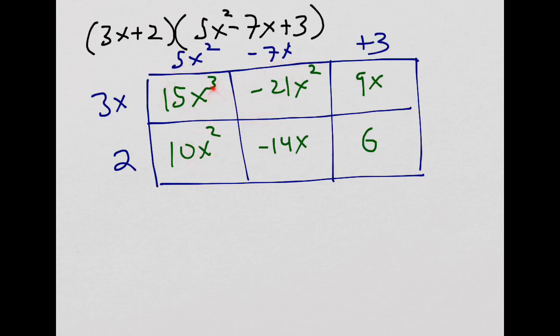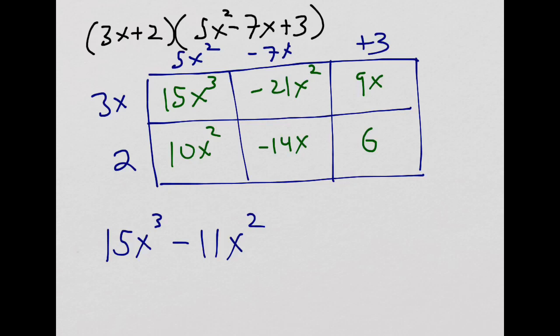This is a 15x cubed here. You notice there's no other x cubed term, so we should end up with just that 15x cubed. Okay, what about the x squared term? Well, there's a 10x squared here. This is positive 10. We have a negative 21x squared there. So positive 10 minus 21 gives us negative 11x squared.